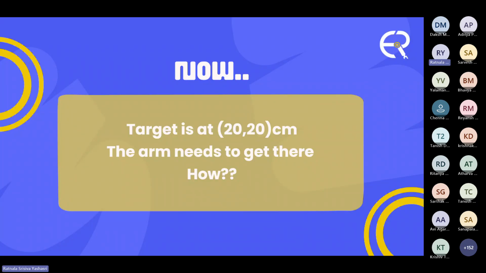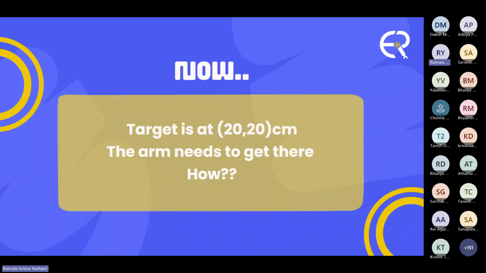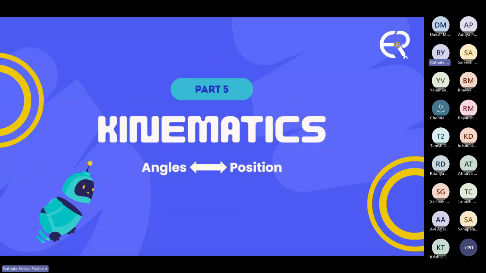Okay, now to figure out how our arm should get there, the next part is kinematics. This is where all the motion happens. Now, kinematics is just the relationship between joint angles and your end effector position. This goes in two directions. In our case, we have the targets and we need our arm to get there.